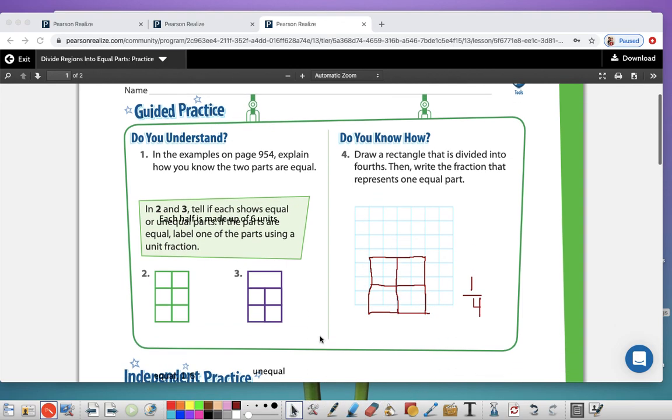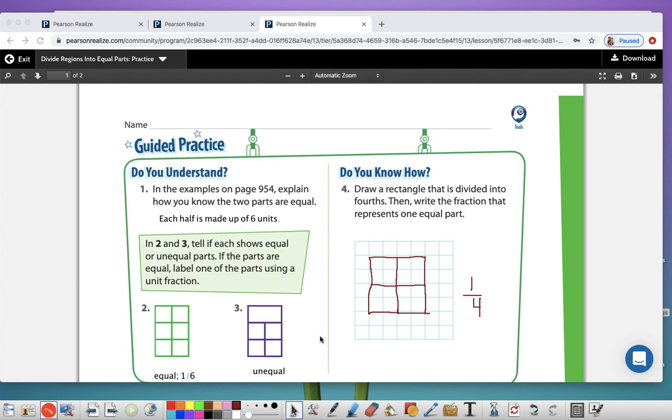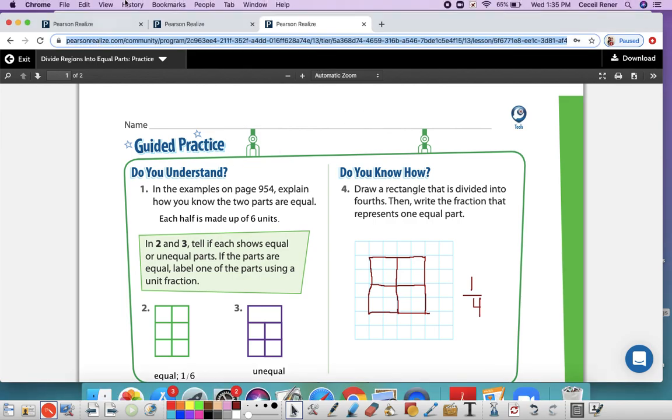Okay, now here's what I'm going to have you do. I am going to have you do the rest of the page yourself, and then you could check it in the Check My Math in your Google Classroom. So good luck. I know you're going to do great.